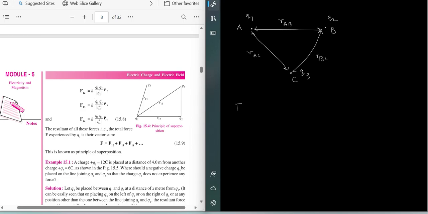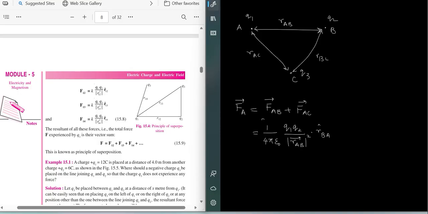Now, if I want to calculate the force on charge A, it is equal to force on A due to B plus force on A due to C, and their vectorial addition. What is force on A due to B? For a second, forget charge C. So force on A due to B is 1 upon 4 pi epsilon 0 Q1 Q2 upon RAB, this vector's magnitude, and square it, and then RBA unit vector.